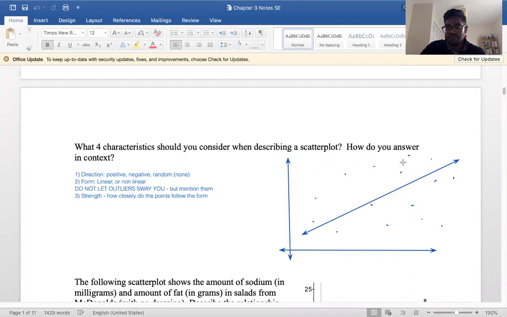But here your strength would be extremely weak. Okay, so your strength is a measure of your form. So if you have a data set that looks like a perfect parabola, like I said earlier, then your form will be nonlinear, but then your strength will be extremely strong, right?